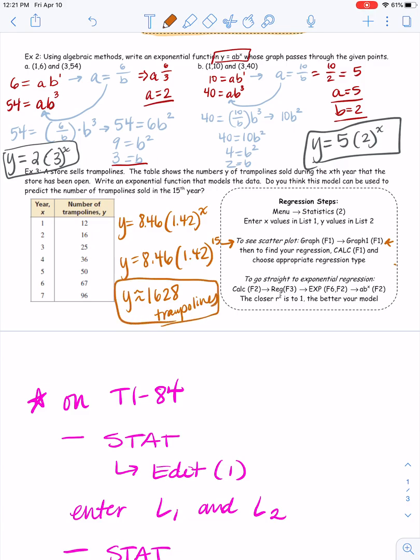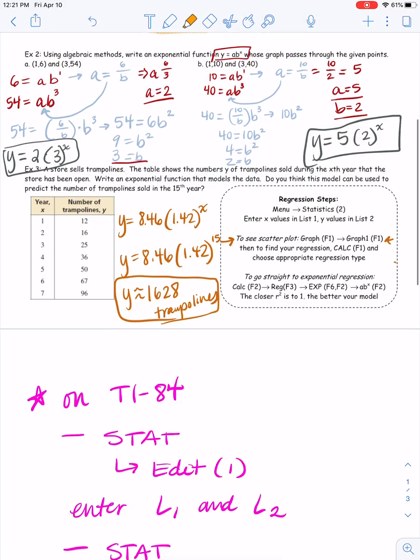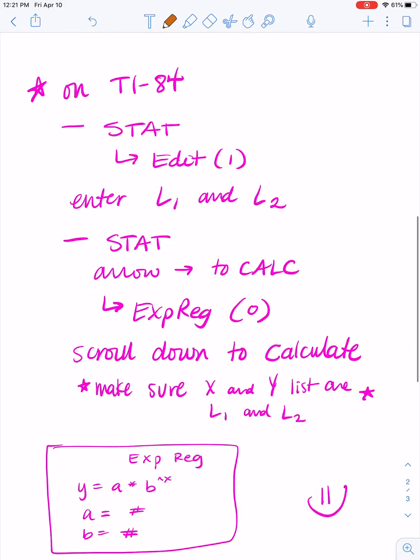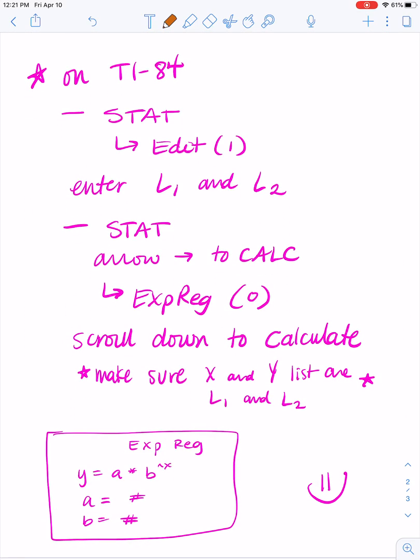Okay, so this is showing the regression steps on the Casio. So like I talked about earlier, if you have a Casio at home or if you are using the emulator provided through your software on your iPad, that's totally fine. If you're using a TI, or if you have a TI at home, or if you're doing the TI on the computer, whatever, I did make a list of just the steps to get that regression.